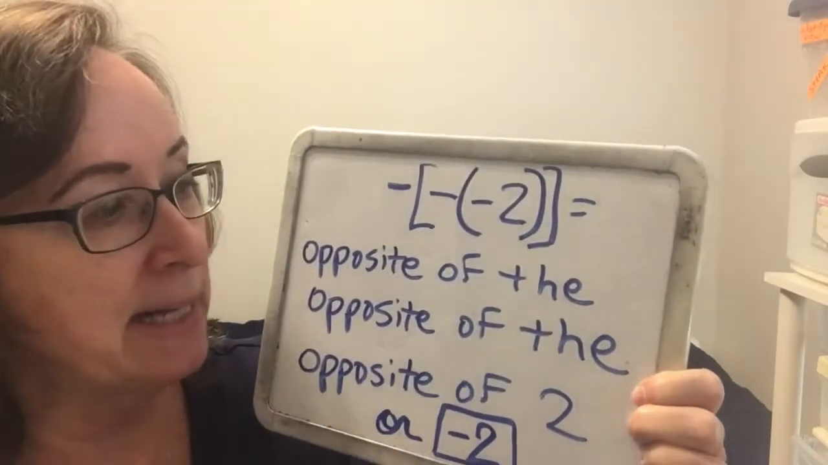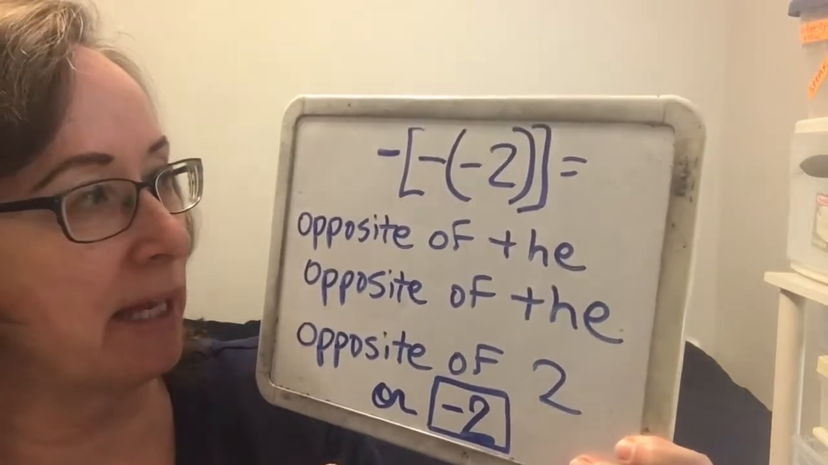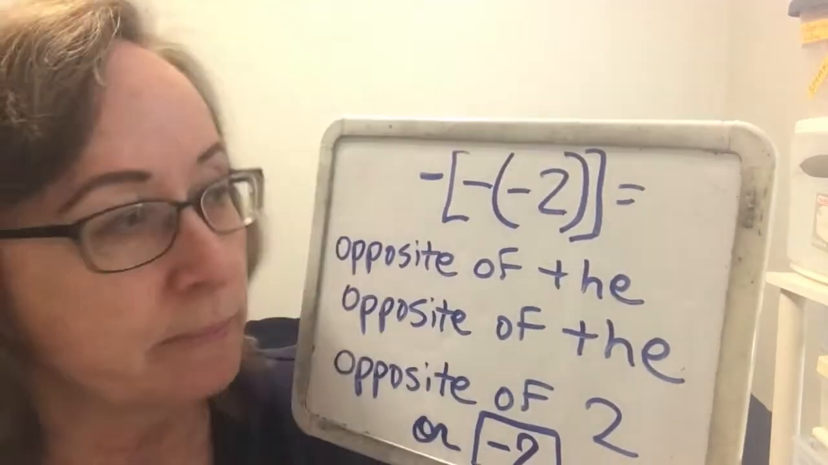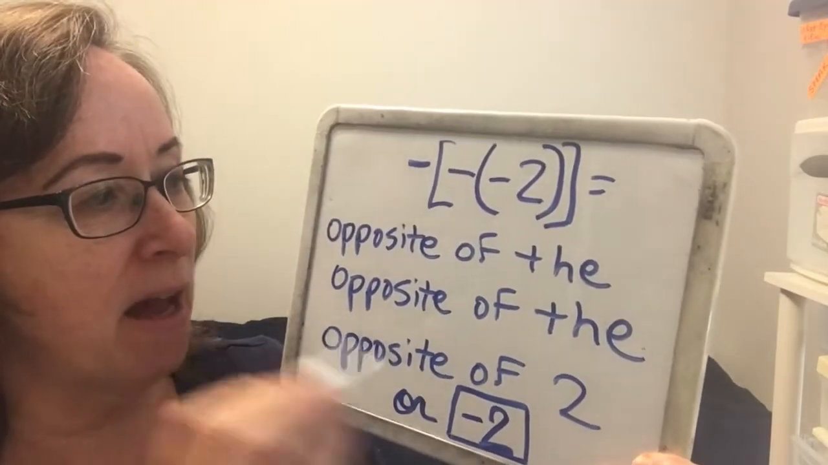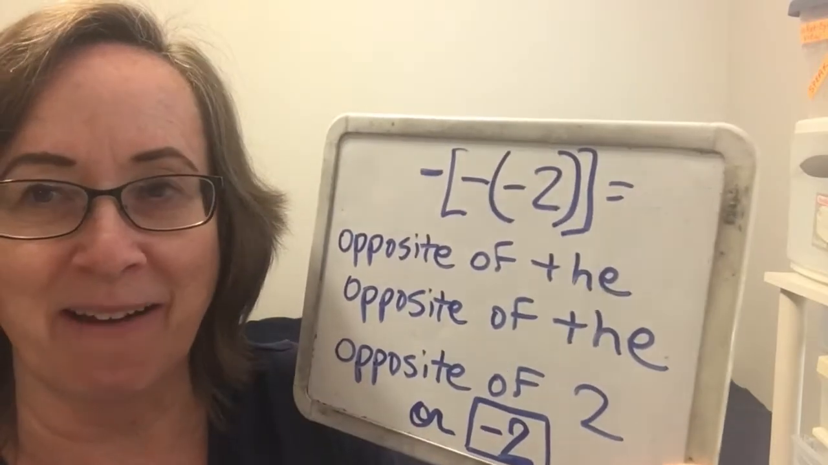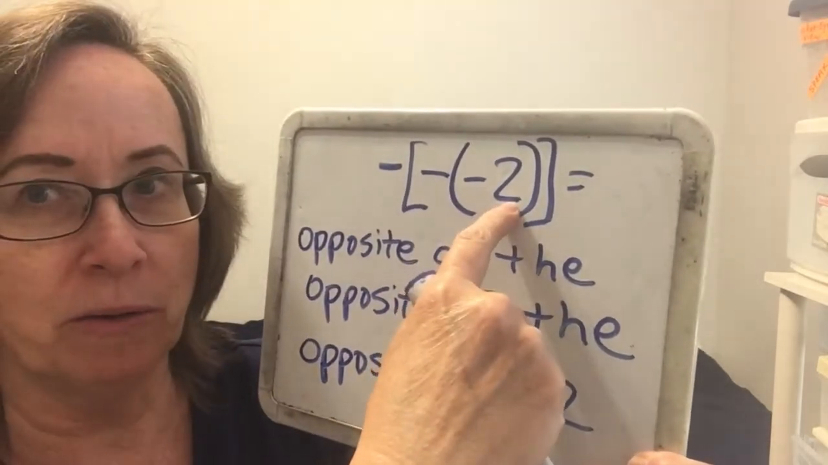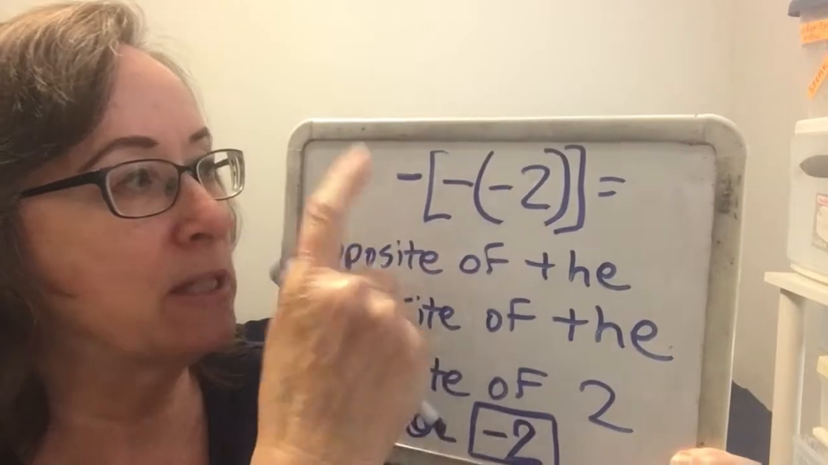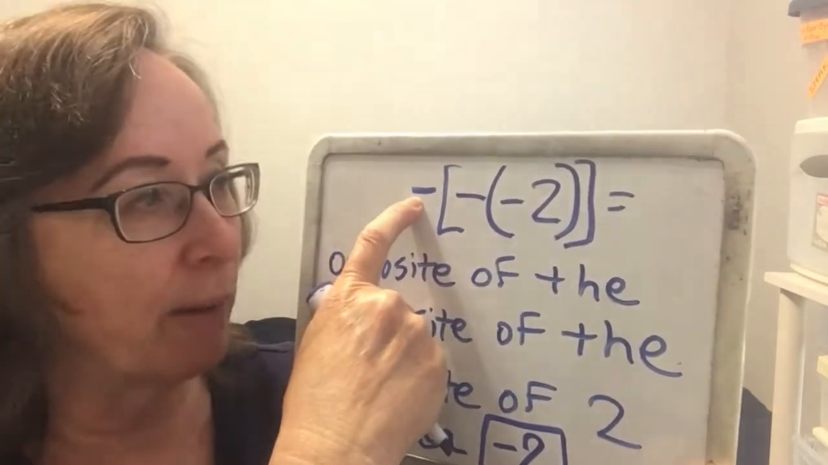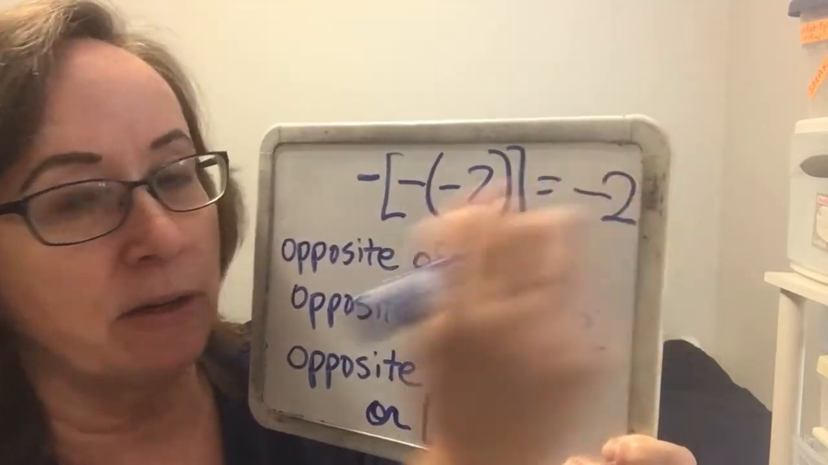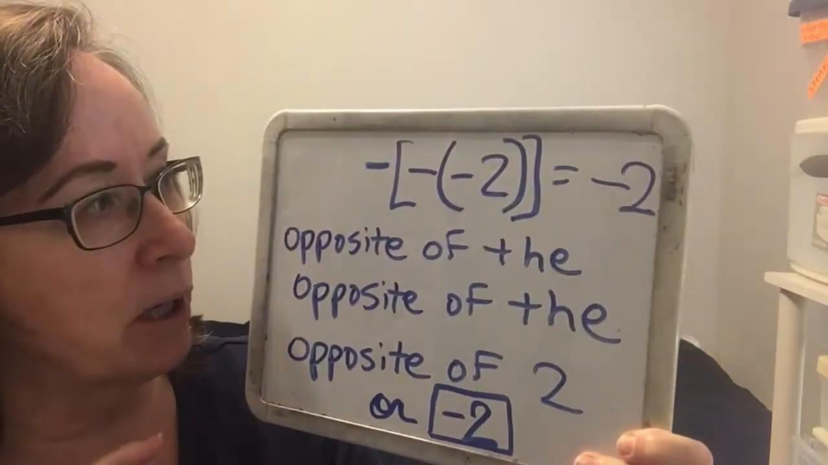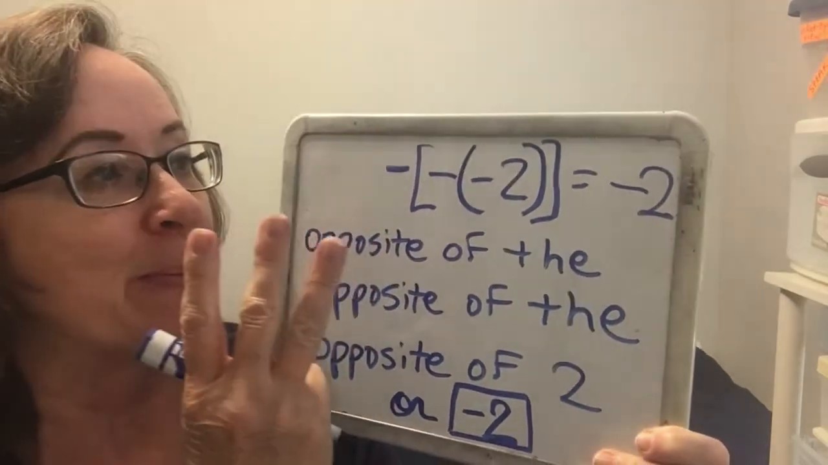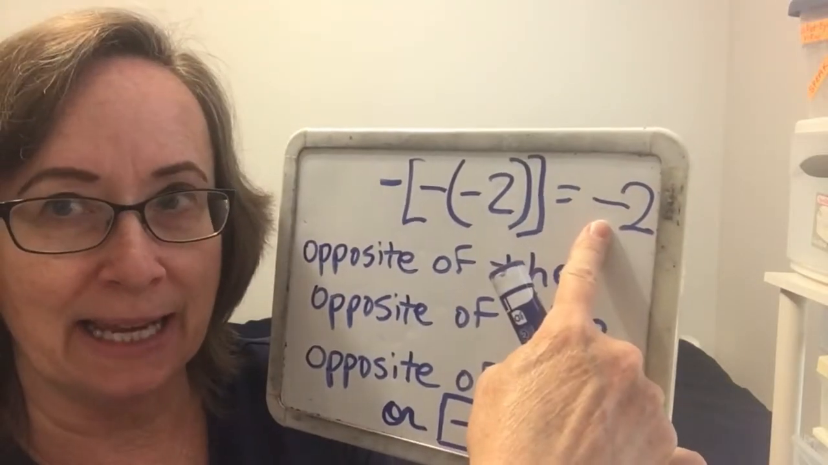So here we have negative, negative, negative 2. But your book is saying sometimes it's easier to think of it as the opposite of the opposite of the opposite of 2. Every time we say opposite of, we start with 2, we swing to -2, we swing back to +2, we swing back to -2. So the answer is -2. And we're going to see that if we have 3 negatives, then it's going to wind up being a negative answer.